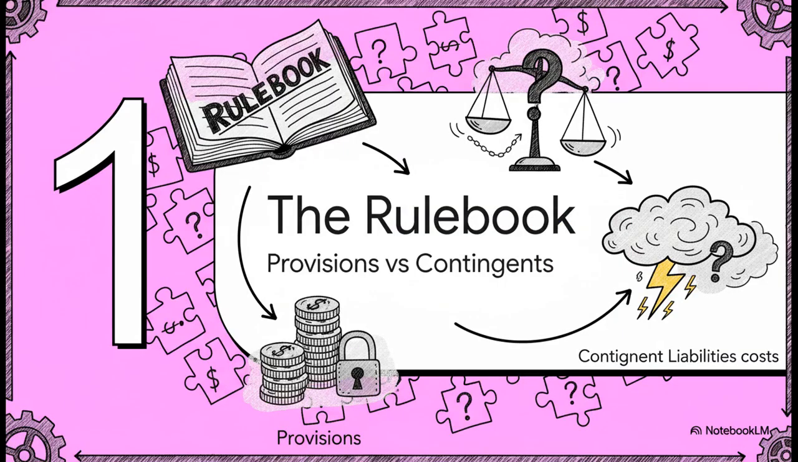Now, to crack a case like this, every good financial detective needs a rulebook. And in our rulebook, there are two absolutely crucial terms you need to know: provisions and contingent liabilities. Trust me, understanding the difference between these two is the key to uncovering a company's hidden financial risks.